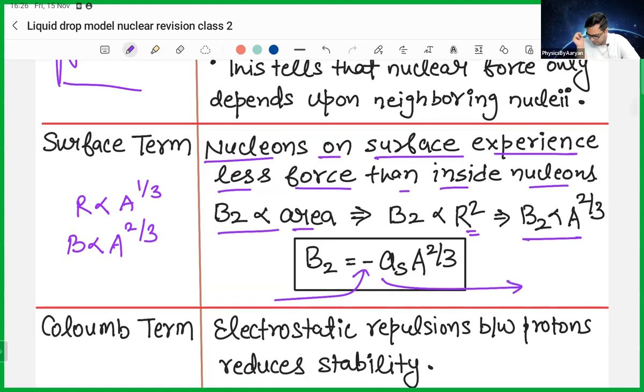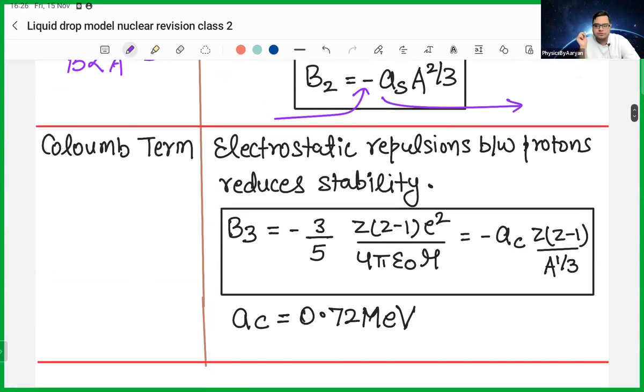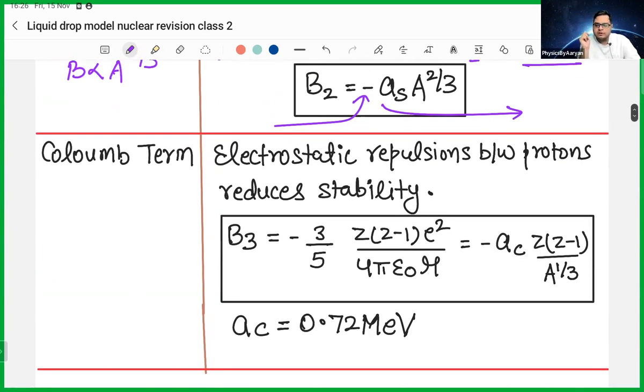Any doubt in this one? Clear, everyone? Why do we have the surface term, what is the formula, and why do we have this formula? Is it clear to all of you?